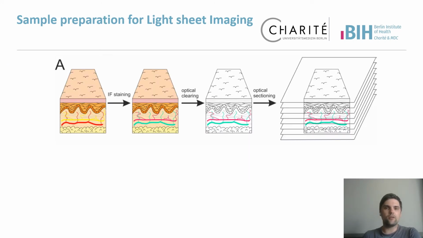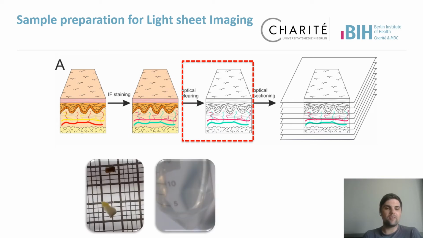And after staining, you have to make your sample translucent, because otherwise the sample cannot be optically sectioned, because light cannot penetrate a non-transparent tissue. Therefore, we perform optical clearing of our sample. That means we make it translucent, and this you can see here on the left hand side. So here are skin biopsies of a human patient on the left side before clearing, here after clearing, and you can easily see that you cannot see the sample anymore. This means it's perfectly translucent.